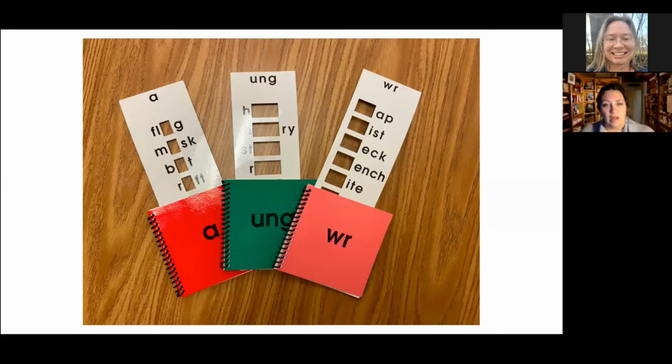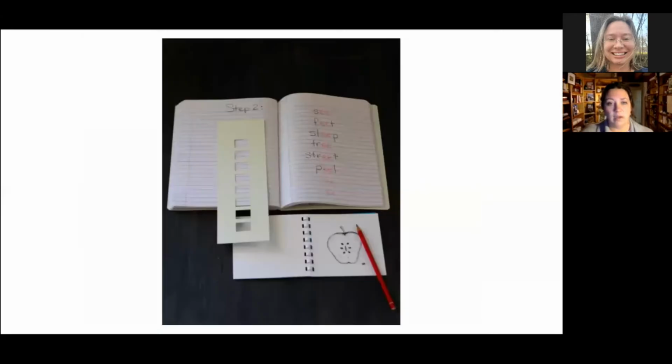As we move further along in the program, we get to the ung or ing or ang words. So like hung, hungry, stung, and rung. And then as you move further along, now we're looking at silent letters. So we have WR for wrap, wrist, and so on. But what's nice is that it's the same process, just with increasingly challenging skills or phonics patterns that they can work toward. This is an example of how the window spelling works.